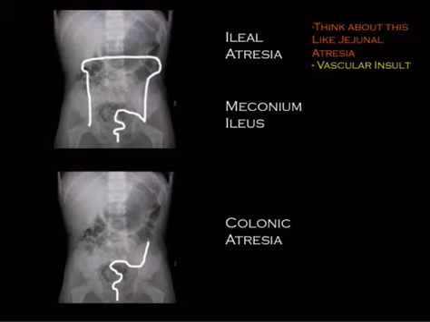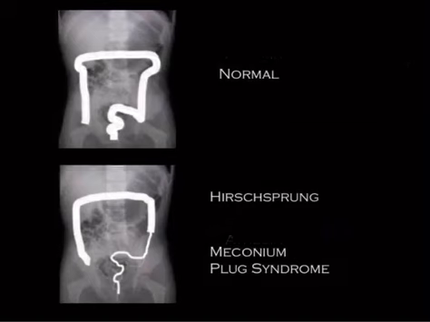Meconium ileus, you probably remember from med school, step 1, step 2. This is the CF thing, right? They've got the thick secretions there, and they end up with meconium ileus. Colonic atresia is going to be short. It's going to look different than the other ones. Now, Hirschsprung's, remember that that's a failure of the nerve cells to migrate.